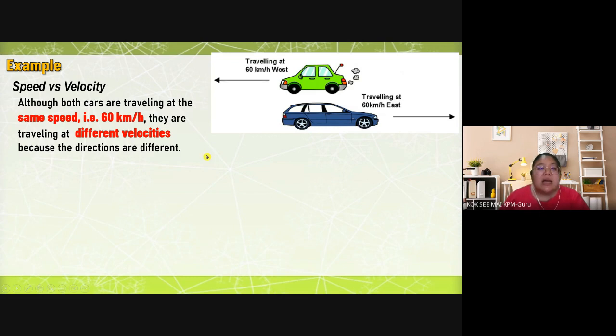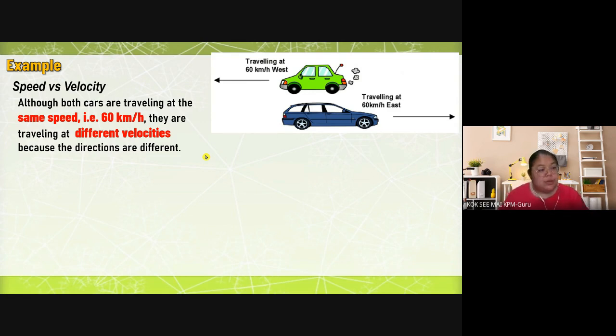If you ask me about the speed, the speed is the same, because both are 60 kilometers per hour. So this is the difference between speed and velocity.